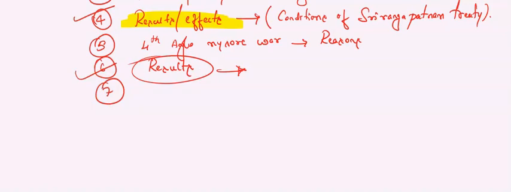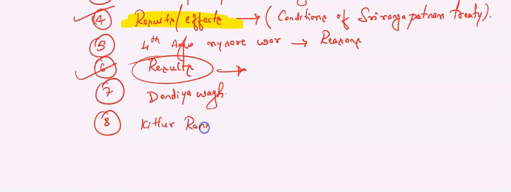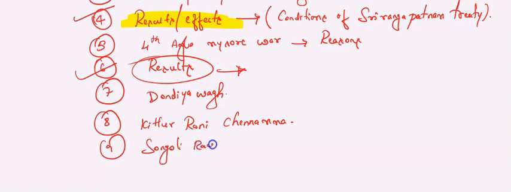Explain the method of resisting the British power by Dondia Wagh. It's a 2-mark question. Next question. Explain the achievements of Kittur Rani Chennamma. Next question. Explain the method adopted by Sangolli Rayanna to fight with the British.